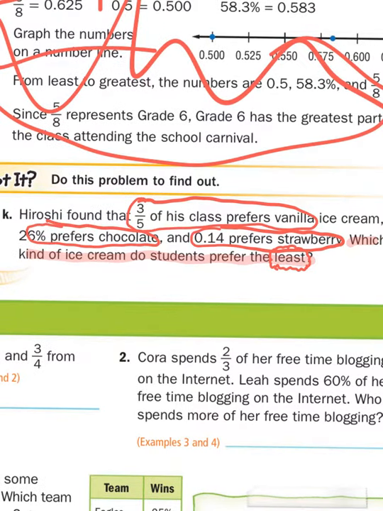So let's start with 3/5. Let me switch it to blue. 3/5, if I do 3 divided by 5 is 0.6. Move the decimal, that's 60%. I'm going to write that here. So 60% of the class prefers vanilla. Now, chocolate, we already have a percent, 26%. I don't have to do anything with that. And strawberry, I have to move my decimal twice to the right, and that's going to be 14%.